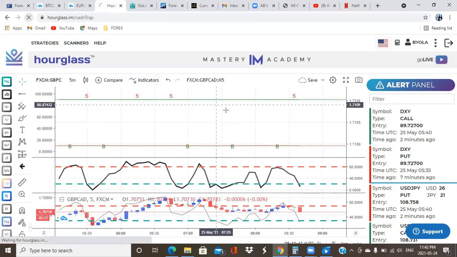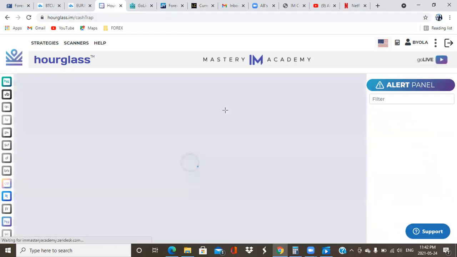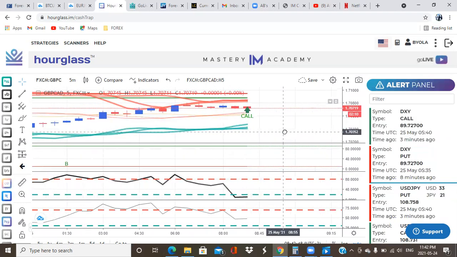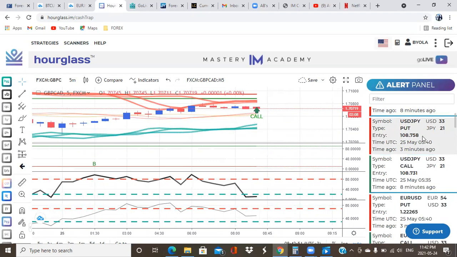Okay, let me just refresh this. Okay, good. So like I said the other day, the currency strength meter. If we look at USD JPY now, USD is 33, JPY is 21, which means that we should be looking for a call. If currency 1 is stronger than currency 2, we're looking for a call. If currency 1 is weaker than currency 2, we're looking for a put. Call means buy, put means sell.